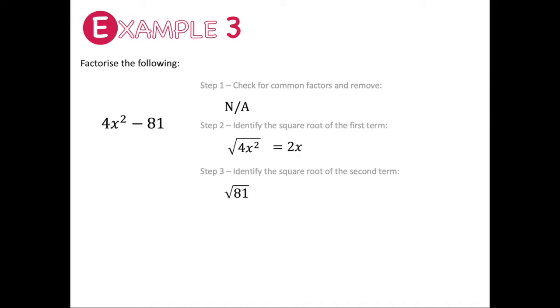So now looking for the square root of 81, which is equal to 9. So I've got 2x and I've got 9. So my factorized answer is going to be 2x plus 9, 2x minus 9.